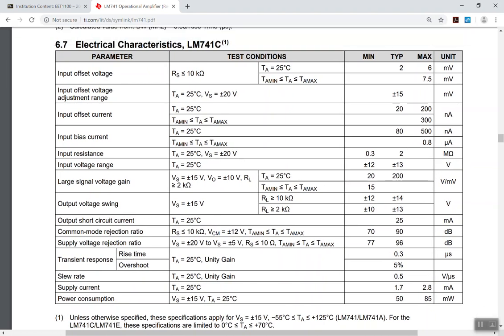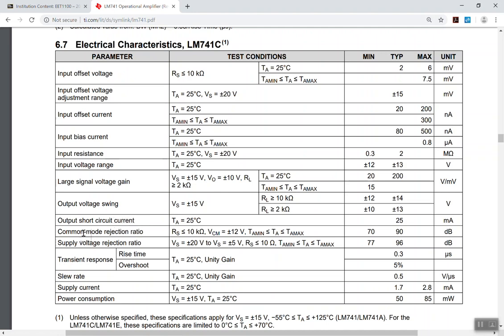So it's actually got a pretty high input resistance. And then it's got an output short circuit current. That's kind of important to know because the short circuit current is, in some ways, telling you how much current you can pull out of this device.